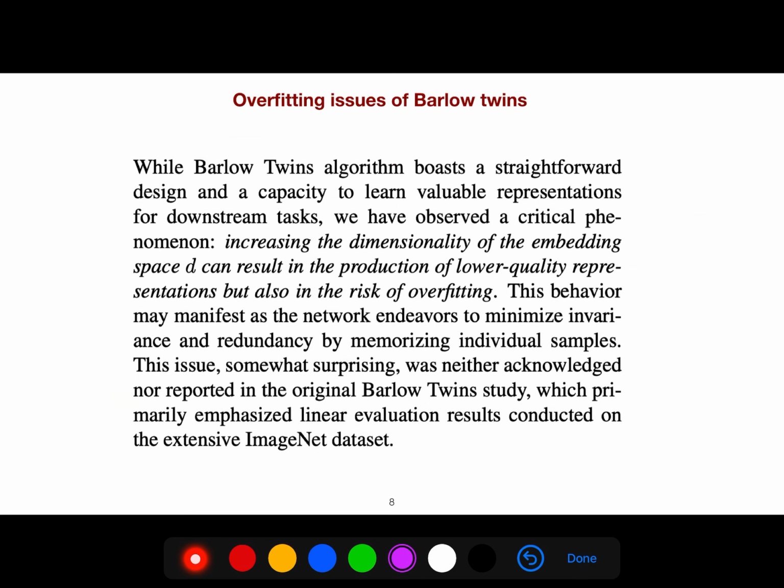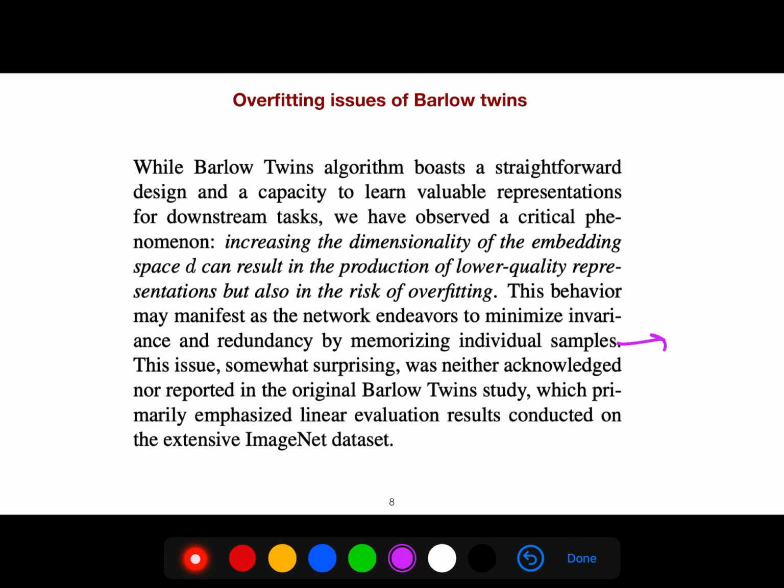While the Barlow Twins algorithm boasts a straightforward design and a capacity to learn valuable representations for downstream tasks, we have observed a critical phenomenon: increasing the dimensionality of the embedding space can result in lower quality representations, and also in the risk of overfitting. This behavior may manifest as the network endeavors to minimize invariance and redundancy by memorizing individual samples. So it's very bad because here we are overfitting.